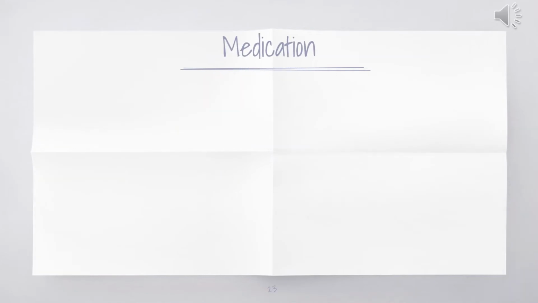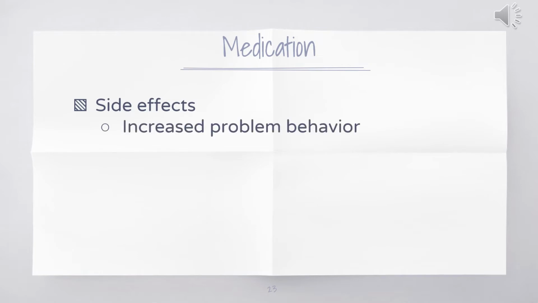The next variable we will be discussing is medication. Medications can have side effects such as aggression, drowsiness, headaches, and others. And these side effects can result in increased problem behaviors as well as decreased activity depending upon the medication.